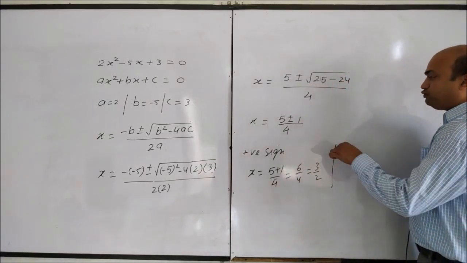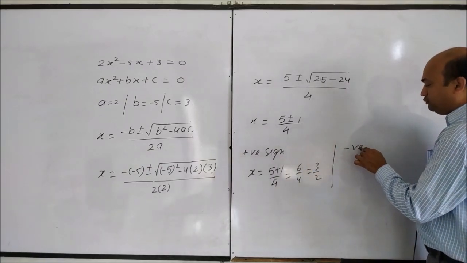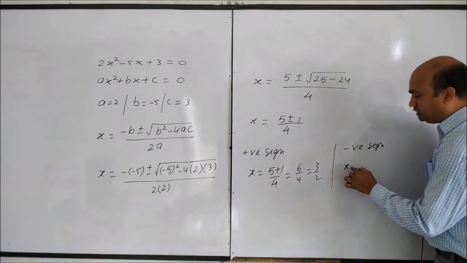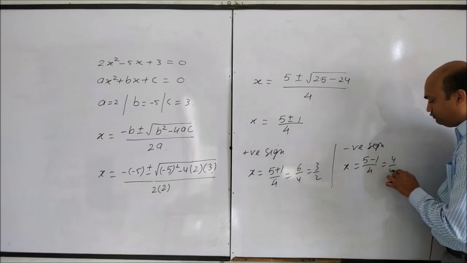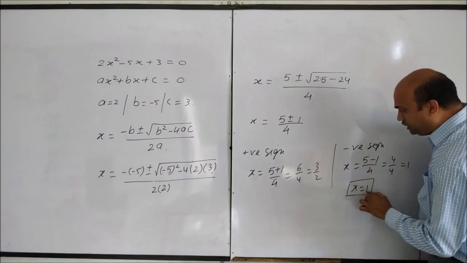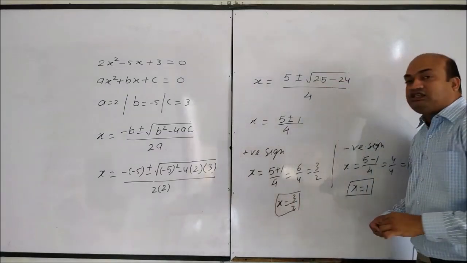And if we want to find the other root, then negative sign we take. So it will be x is equal to 5 minus 1 by 4. That is 4 by 4. That is 1. So here x is 1 and here x is 3 by 2. These are the two values of x.